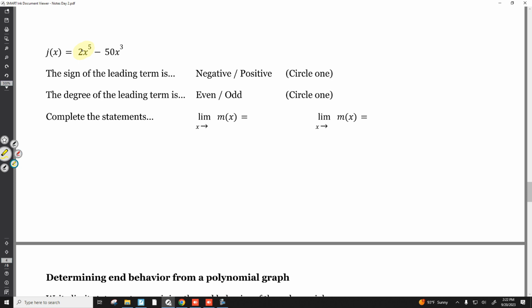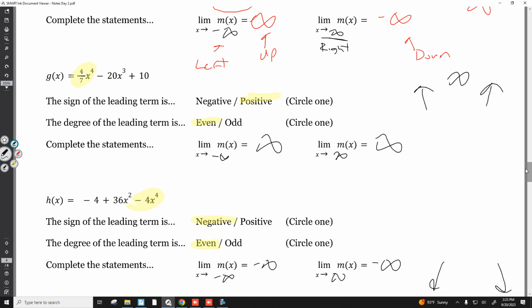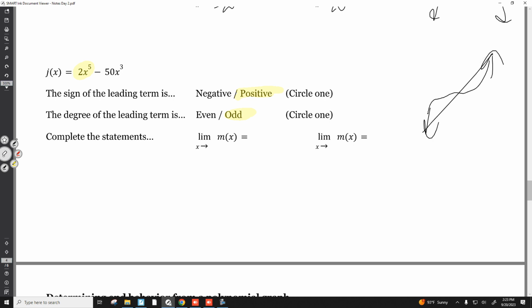2x to the fifth wins, because that's what we do. Not the 50x cubed. 2x to the fifth. Positive, odd. I think of y equals x. I flex a little bit. So y equals x cubed. I know this is what the end behavior is going to look like. I need to make sure I have the right directions and the right sign. As I'm going to the left, my y's are going down. As I'm going to the right, my y's are going up.